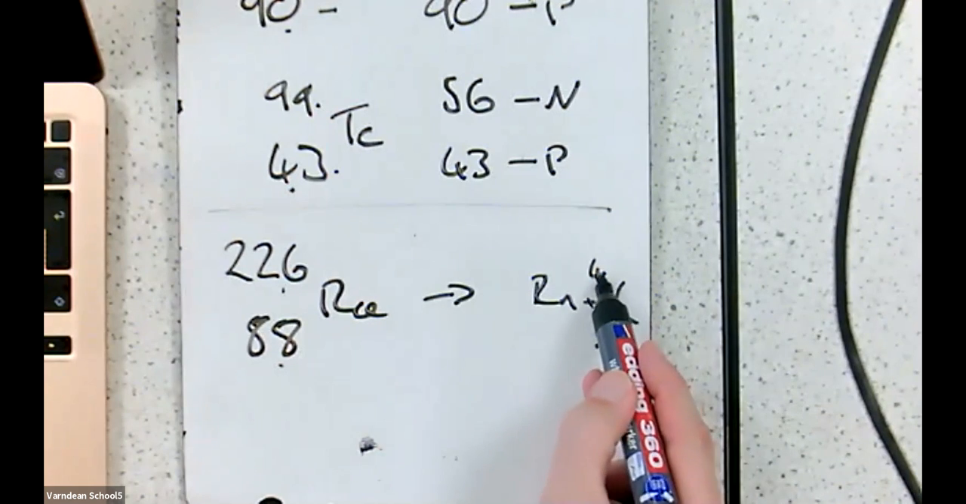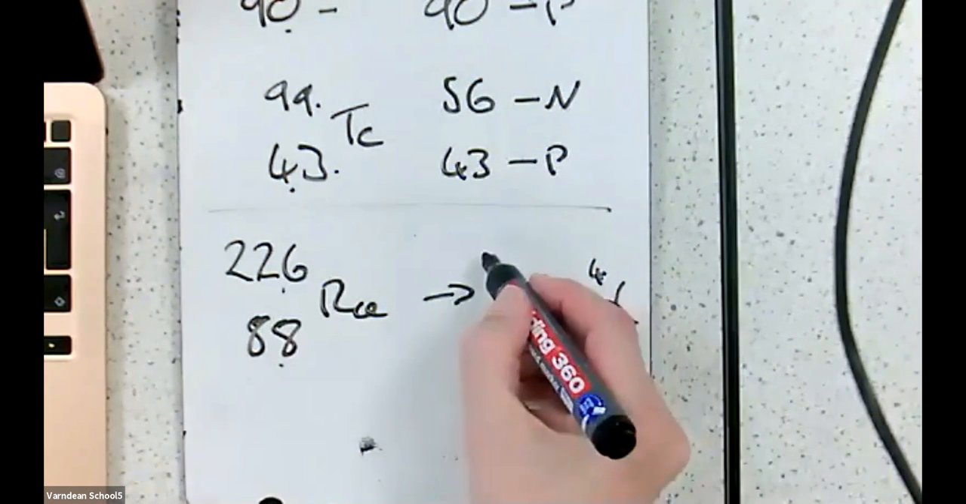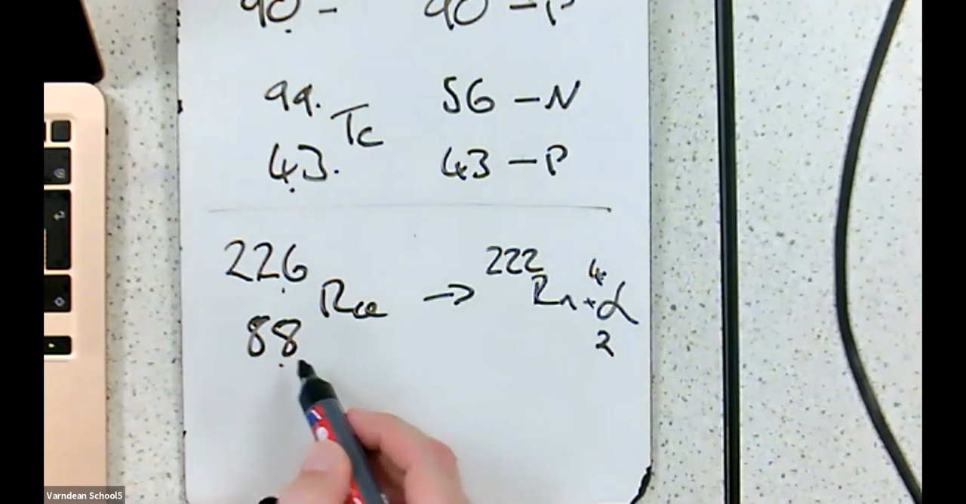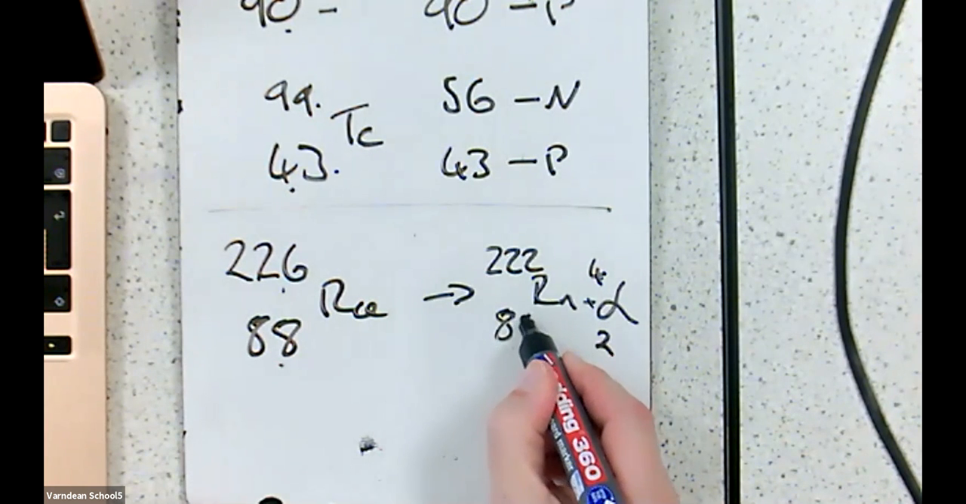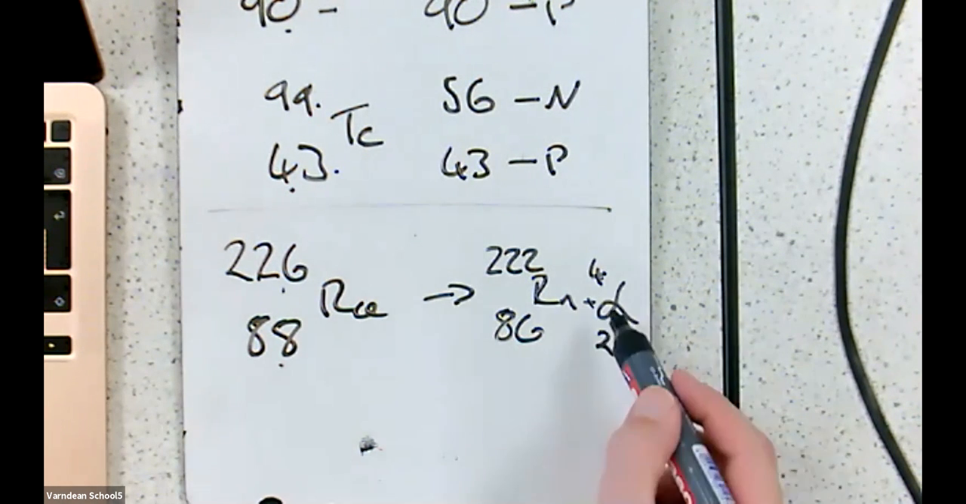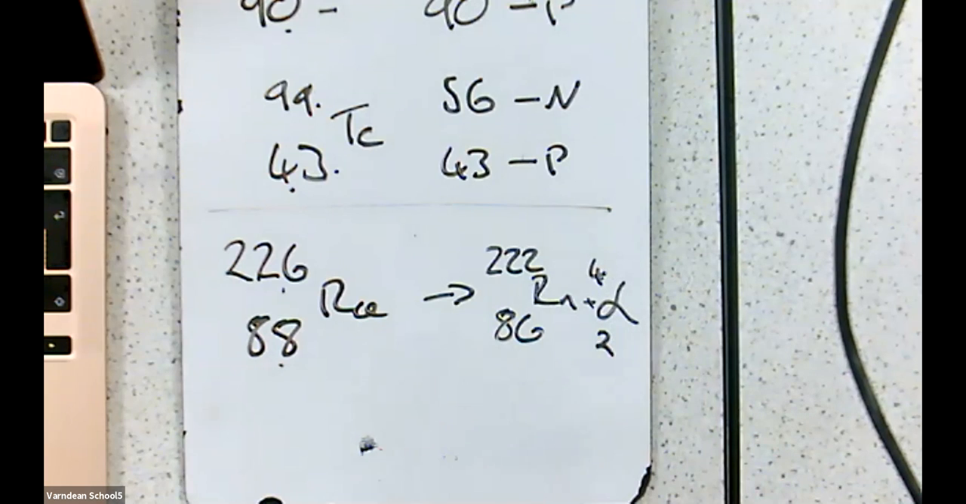And that means I take 4 from this number. So it's 222. And I take 2 from this number. So that is 86. And that is my answer for 2 marks in the exam, because I knew alpha was 4, 2. And what looked like a difficult question, actually, I hope wasn't too difficult.